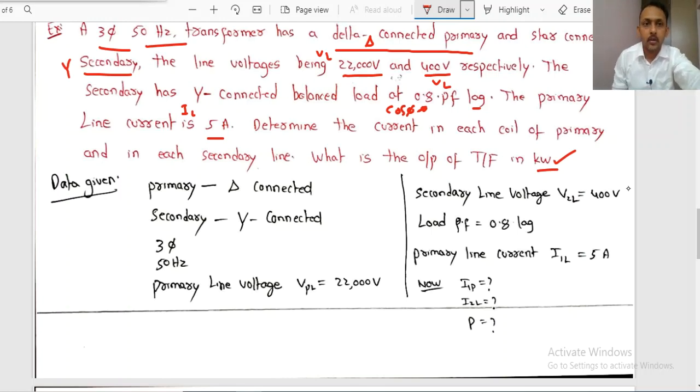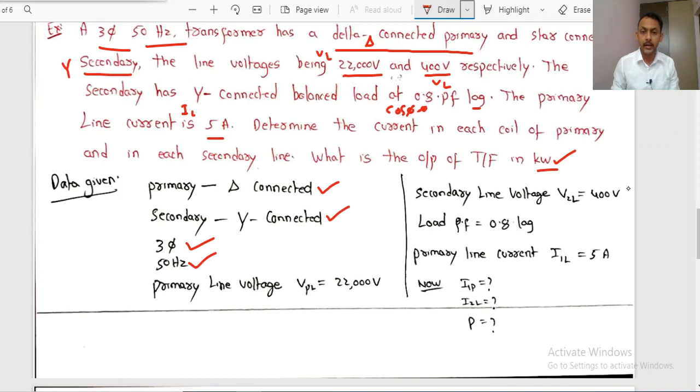Now observe, dear students, the primary is delta connected, secondary is star connected. It is a three phase transformer. The operating frequency is 50 Hz. The primary line voltage, of course he has specified here. Even if he had not specified, this voltage is to be considered as the line to line RMS value, right?